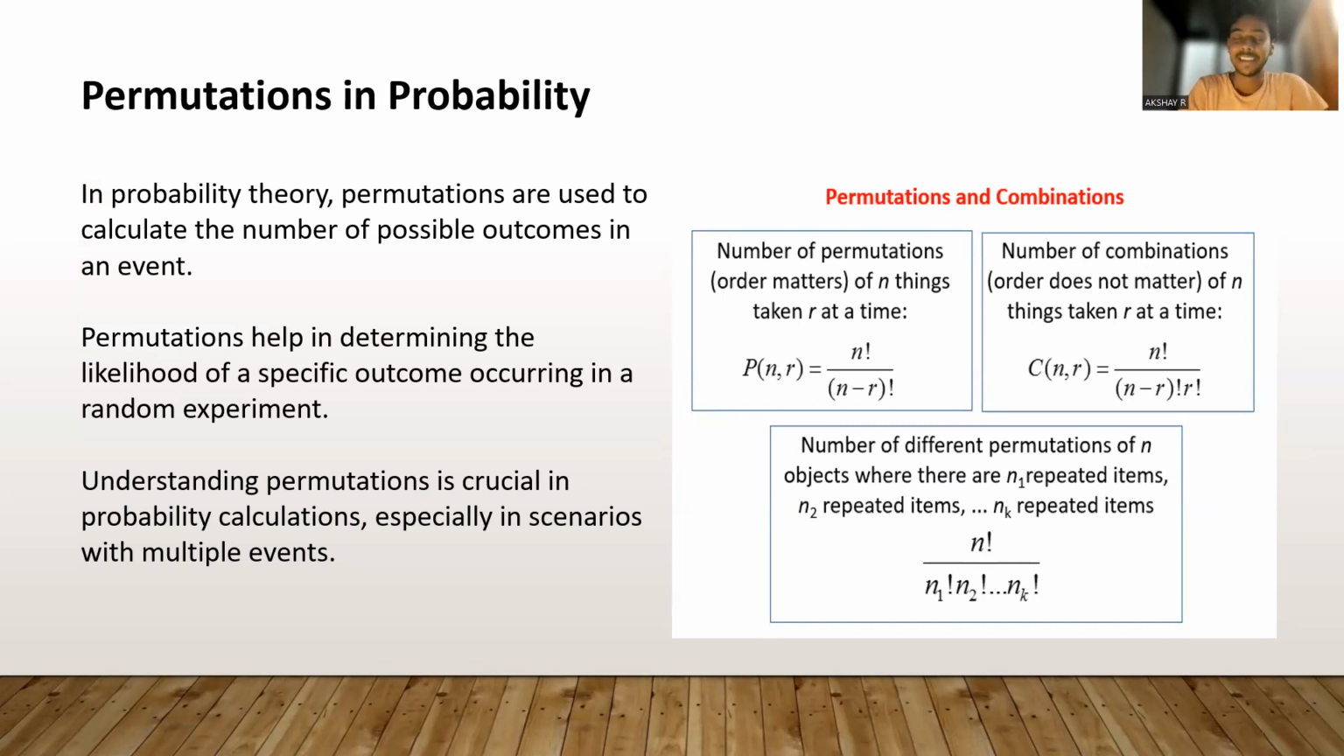Permutations in probability. Everyone knows about probability. So how is permutation used in probability? In probability theory, permutations are used to calculate the number of possible outcomes in an event. Permutation helps in determining the likelihood of specific outcomes occurring in a random experiment. Understanding permutations is crucial in probability calculations, especially in scenarios with multiple events.